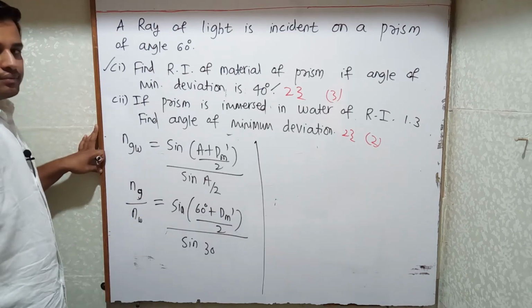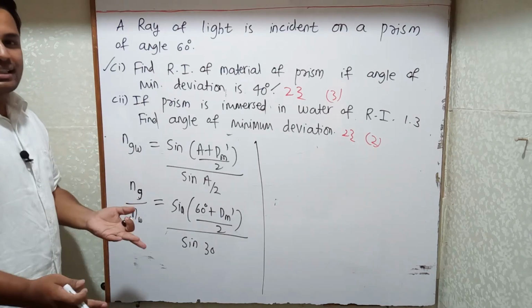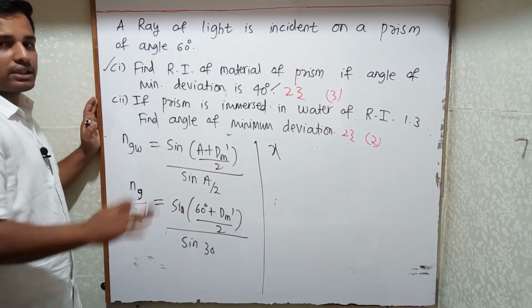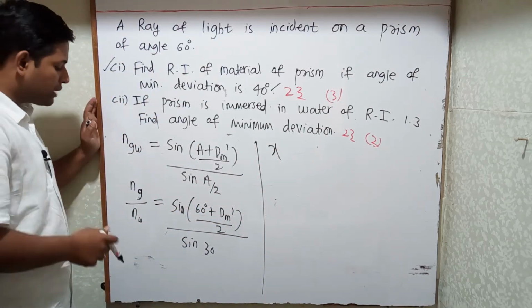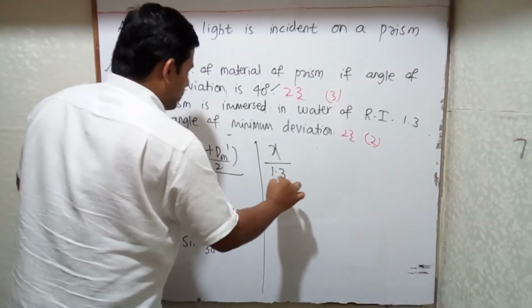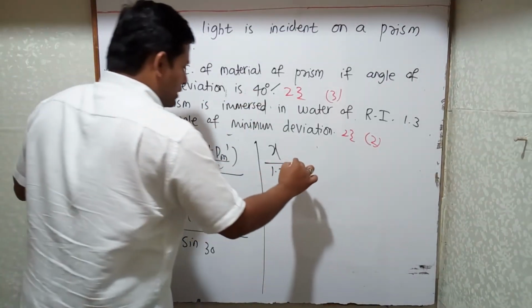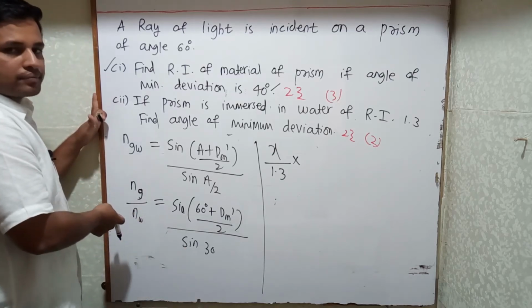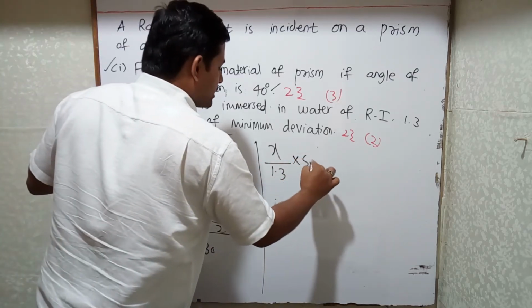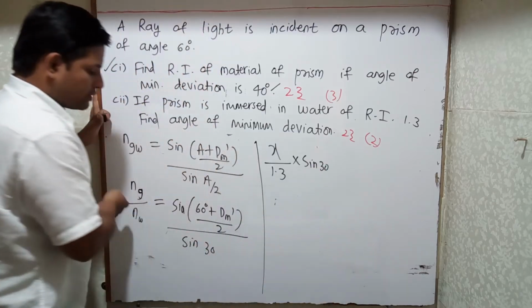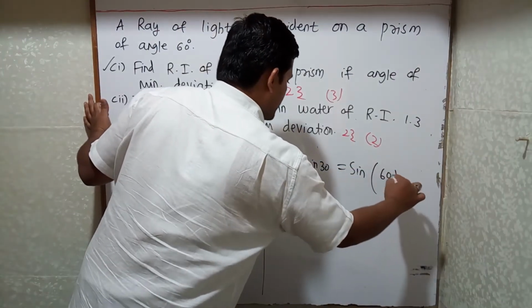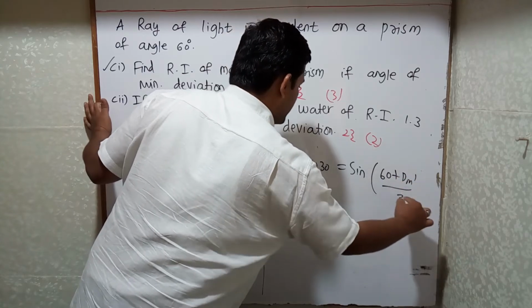What is Ng? We did not calculate that. Now we took it as x. Let us keep it as x because sine 50 was there, that's why you could not calculate. You calculate and come back to this problem. Divided by 1.3, Nw is 1.3. It will come this side. Sine 30 is 1 by 2, so let us write it as sine 30 only this side. Then it is equal to sine of (60 plus dm dash) divided by 2.